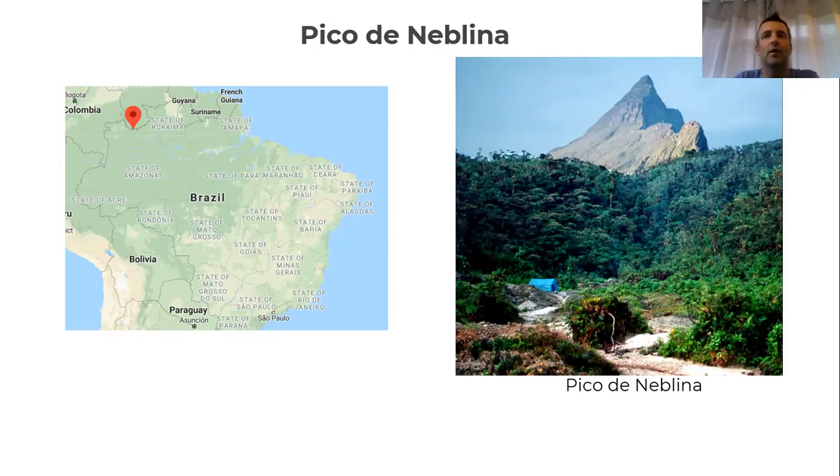And its name, Pico de Neblina, means the foggy mountain or the mountain in the clouds. And that's because it's so high that often the top of the mountain is, yep, you've guessed it, within the clouds in the sky. So we've looked at the rainforest, we've looked at a mountain. What's next?